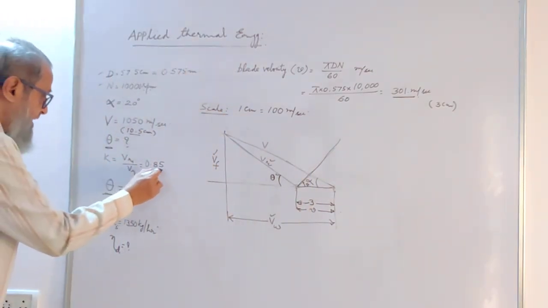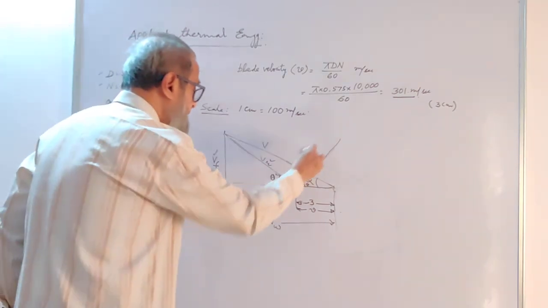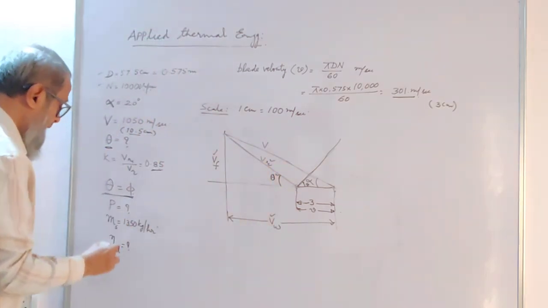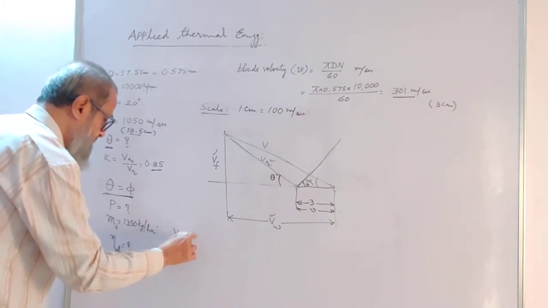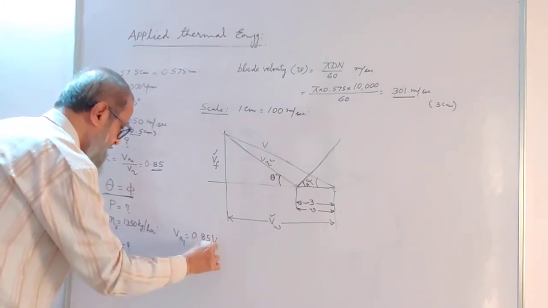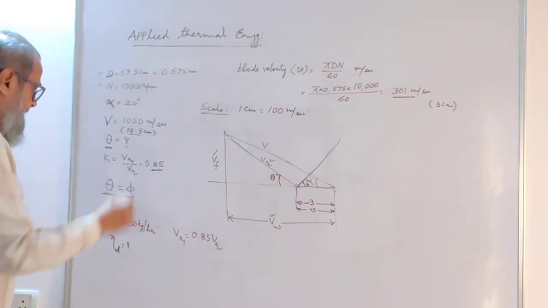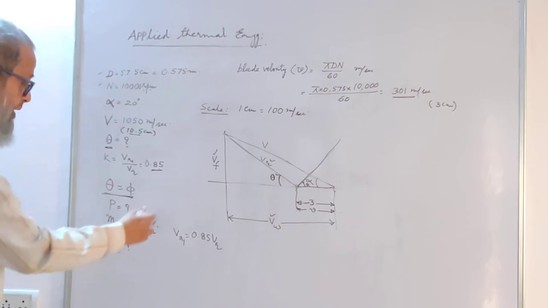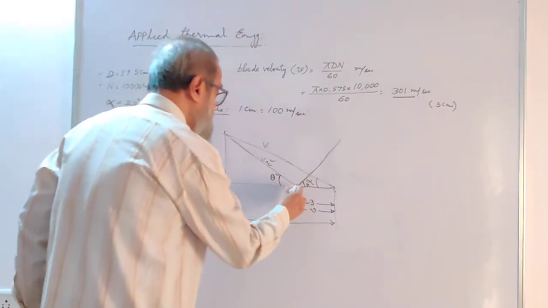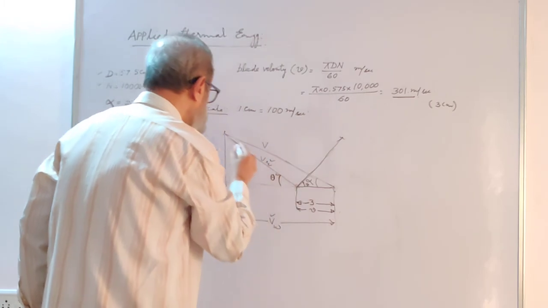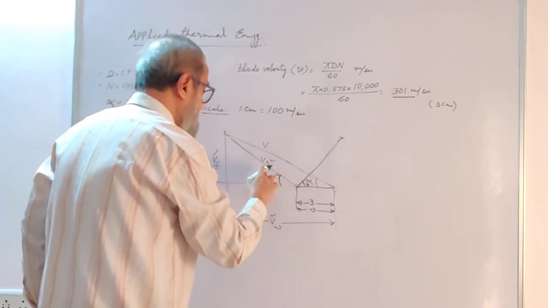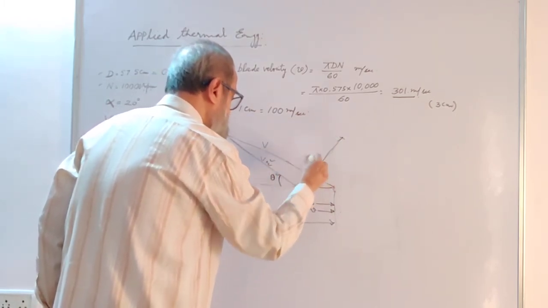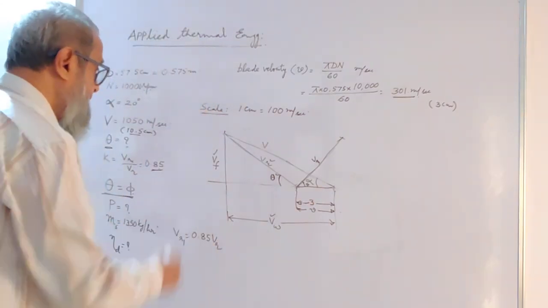Now, if he had not given this, you would have taken VR1 as equal to VR. But since he has given this one, VR1 will be 0.85 into VR. That is called friction factor. Or he can say there is a loss of 15% in the blades due to friction. That way also he can say. So you calculate that and then mark the distance here. Somewhere there. Now this will be shorter than this. If VR and VR1 were equal, then you would have got the same length. Now it will be short. So this is VR1, that is 0.85 into VR.